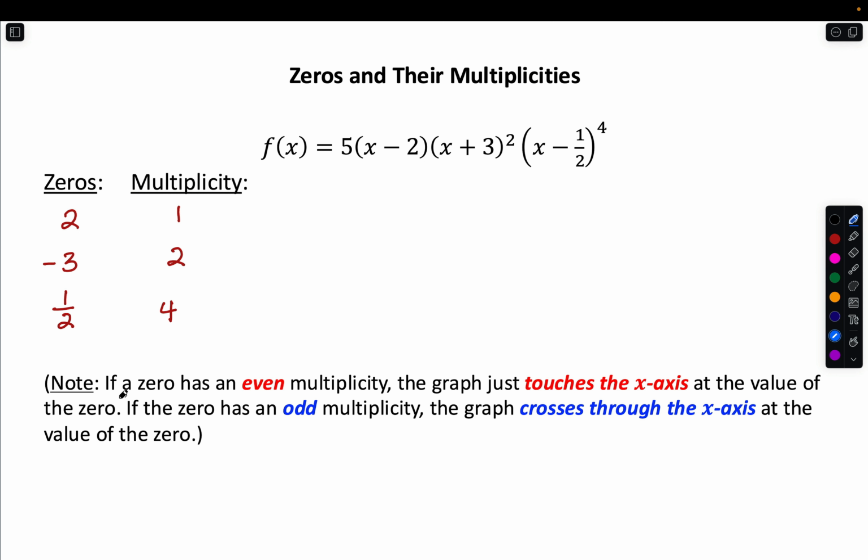Now, another thing worth noting is if you have a 0 that has an even multiplicity, like x equals -3 and x equals 1/2 do, that means that your graph is just going to touch the x-axis at those values. Whereas if your graph has an odd multiplicity, it will actually cross through the x-axis. So at x equals 2, if you have the x-axis here, your graph is going to cross through the x-axis like this, versus at x equals -3, your graph is just going to come and touch the x-axis like that without actually crossing through.